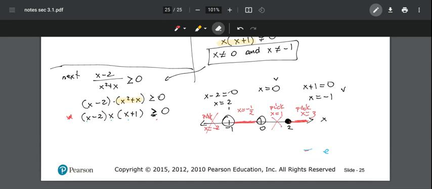Okay, so now the domain of this function is the interval from -1 to 0, union, and we add the second interval, 2 to positive infinity.